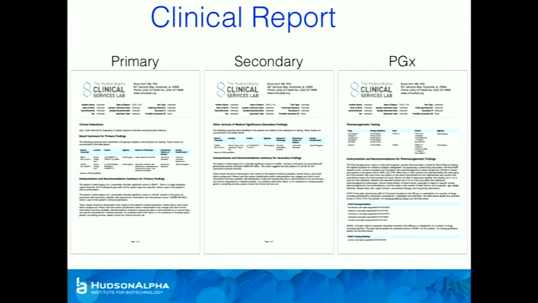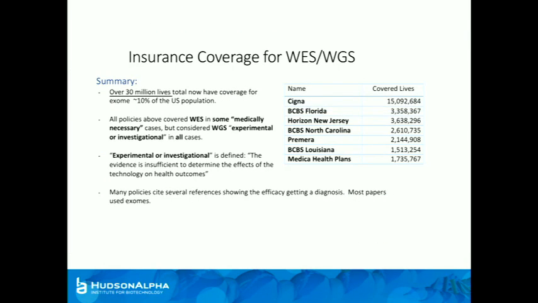Here's the report from one patient. We give 3 pieces of data: the primary diagnosis, the secondary diagnosis, and the pharmacogenomics. The bottom paragraphs in each one of these is all you need to know as a physician. This is manageable, and we practice medicine with this every day. So we're trying to figure out how do we get more people to use this.